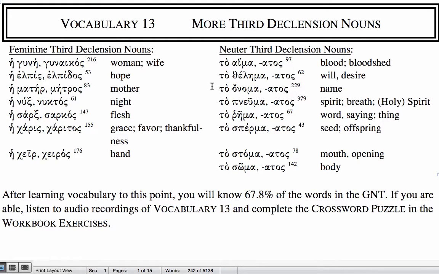The neuter third declension nouns presented here are sometimes called ma nouns because they end with ma. They're very regular in their formation, but use third declension endings. To emma, to thelema, to onima, to pneuma, to rema, to sperma, to stoma, to soma. So here's the vocabulary for this lesson.